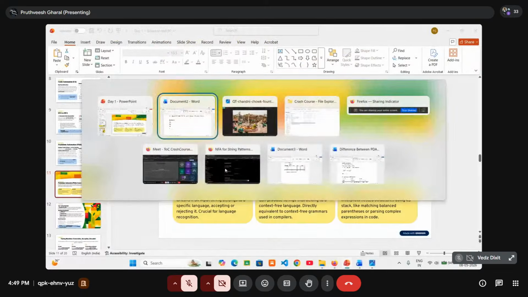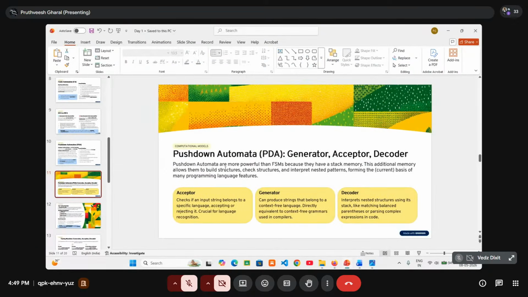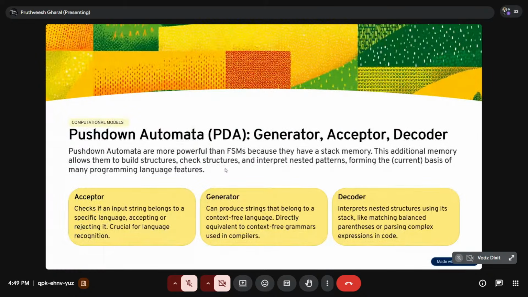Okay. So if I write a for loop here, the compiler will check if this open round bracket is closed or not, right? If I give this to a compiler, obviously it will not compile. Okay. So pushdown automaton helps us do that. And that is why we also call it a decoder.